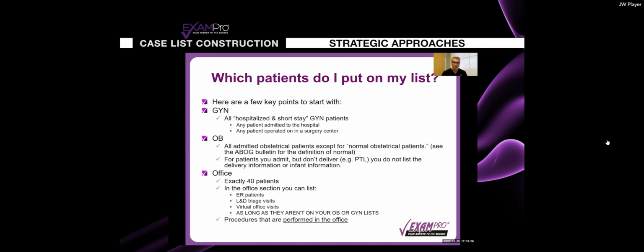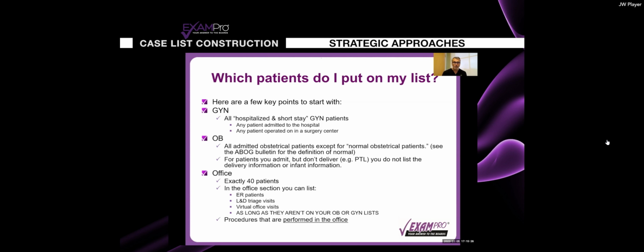It's a very, very important point. Don't confuse this. All of your hospitalized GYN and all of your hospitalized OB patients during the case collection year must be listed. Then we get to the office list. The office list is a little bit different. You're going to have exactly 40 patients, no more, no less.